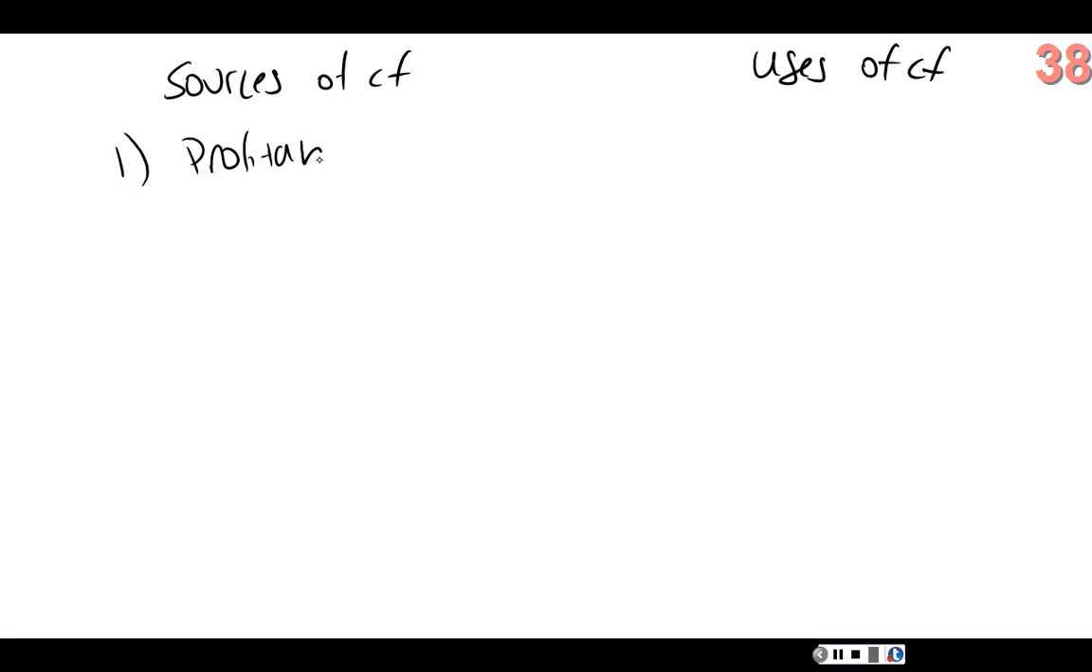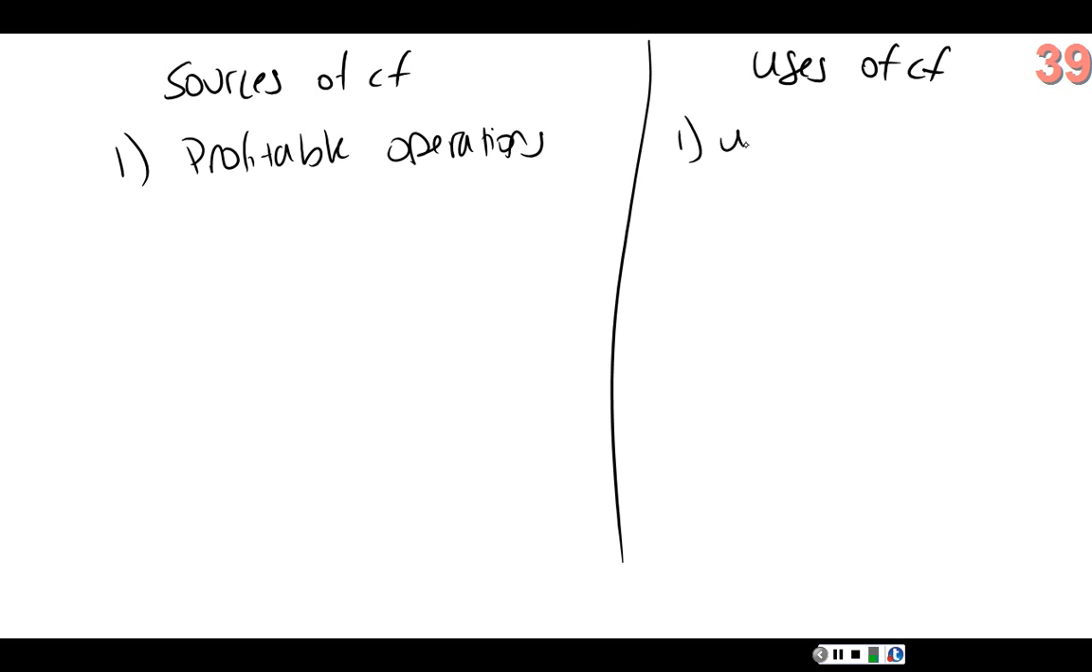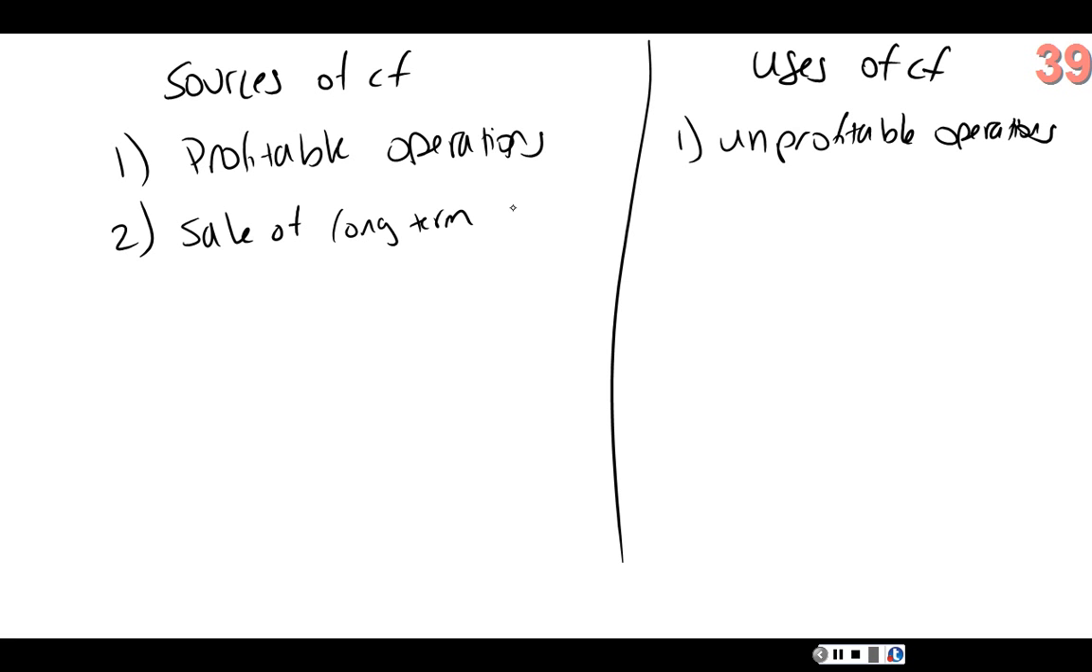So we have our sources of cash flow. And our uses of cash flow. These fall under three separate activities. Our first is profitable operations. So the main way that we receive cash flow is to have a profitable business. The opposite of that is unprofitable business. The second is the sale of long-term assets. The opposite, a use of cash flow, would be the purchase of long-term assets.